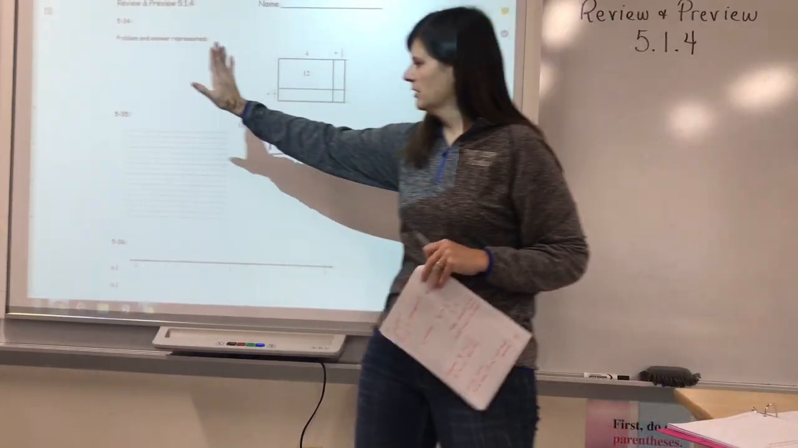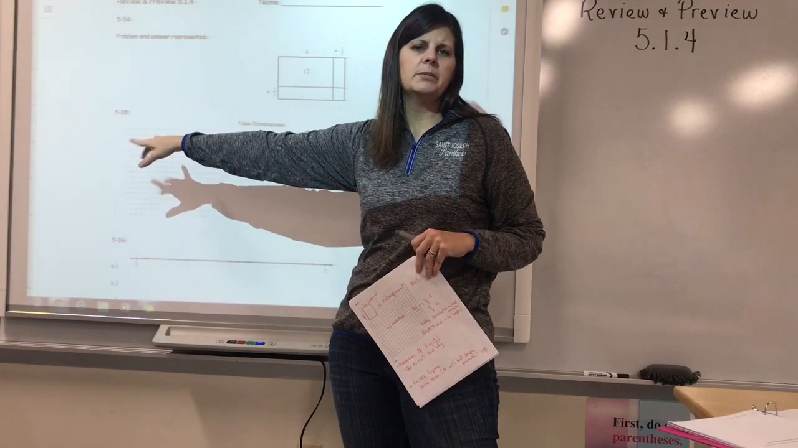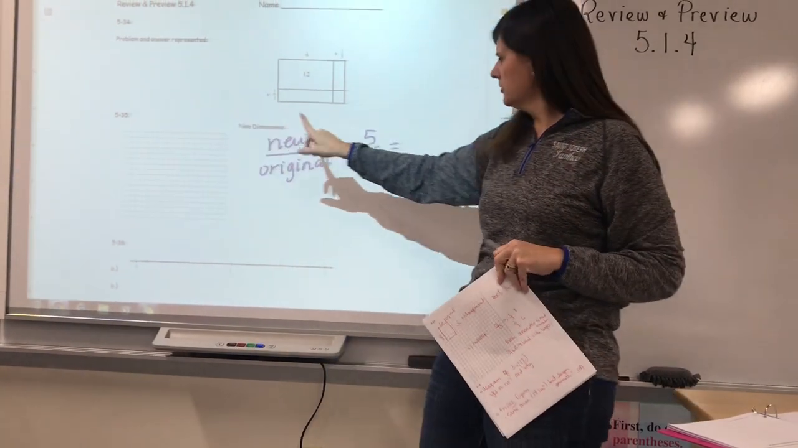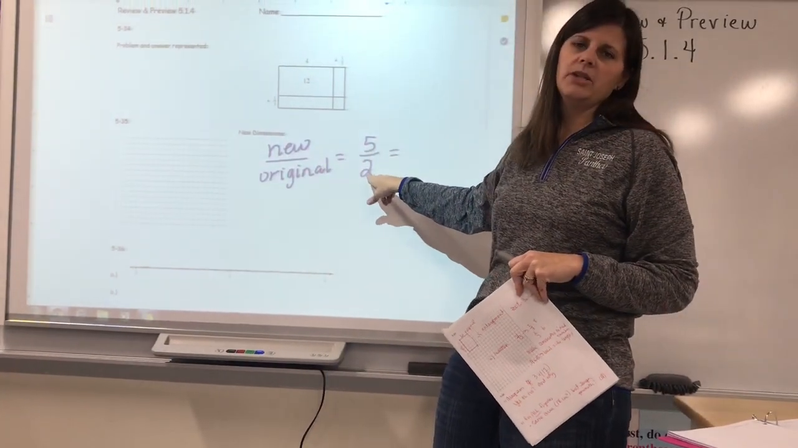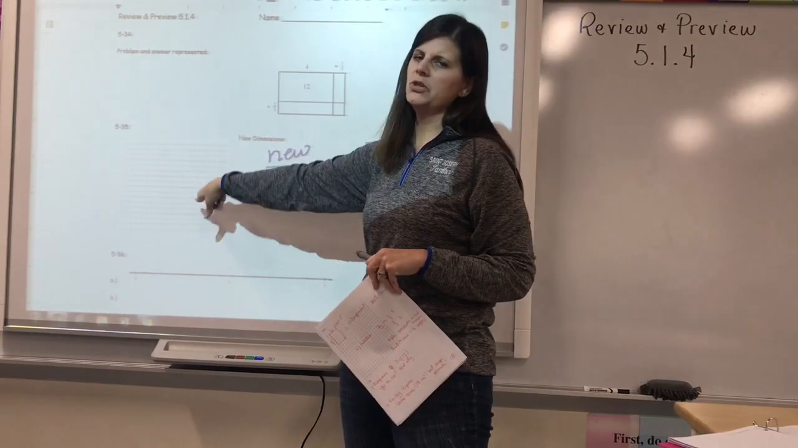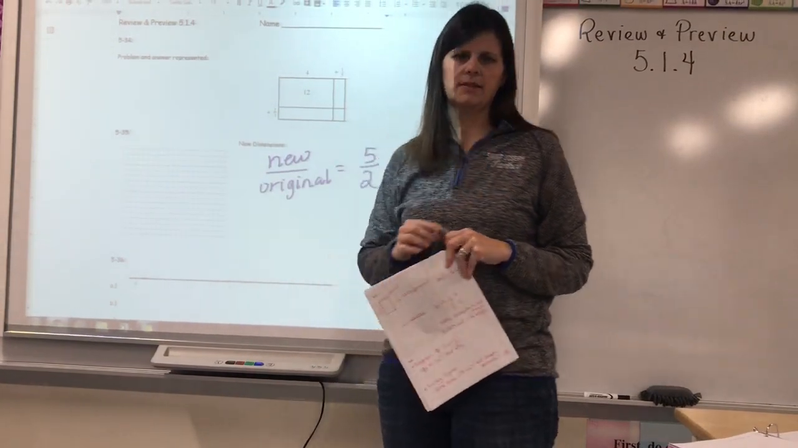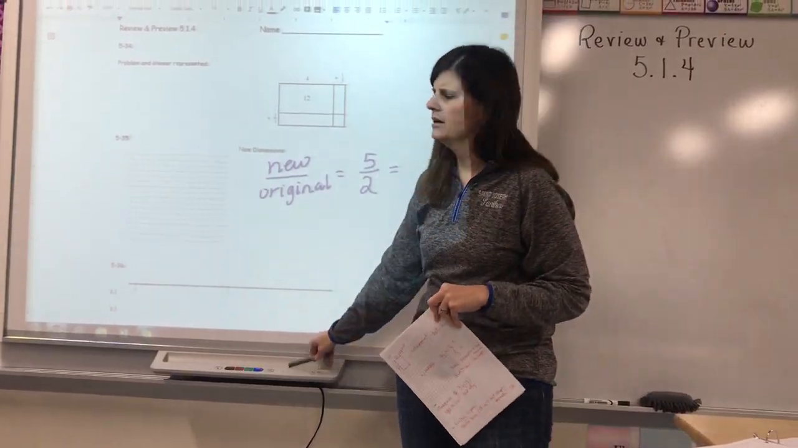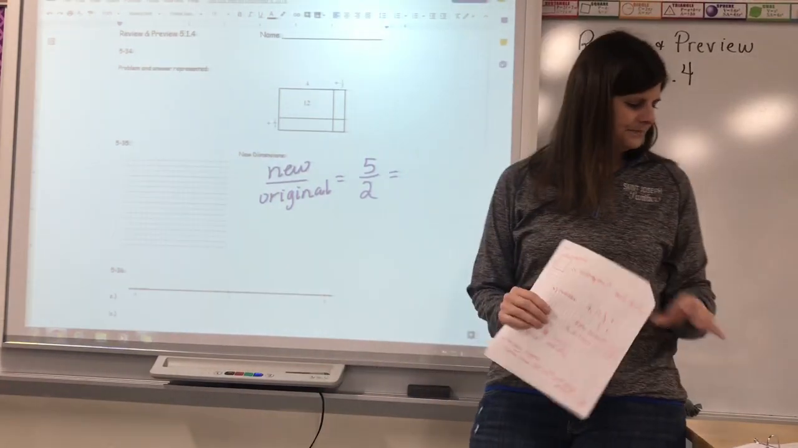So show me your original, label it original, and then label the side lengths. Work through the steps to enlarge it by this ratio. Show me that this is my enlargement, and show me those side lengths. Those are the things I'm looking to see there on 35.